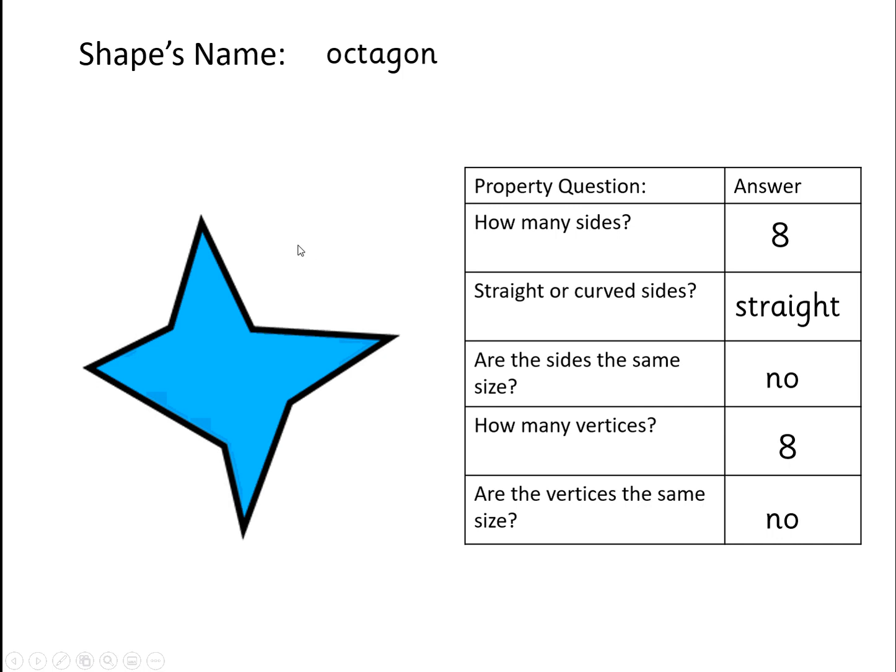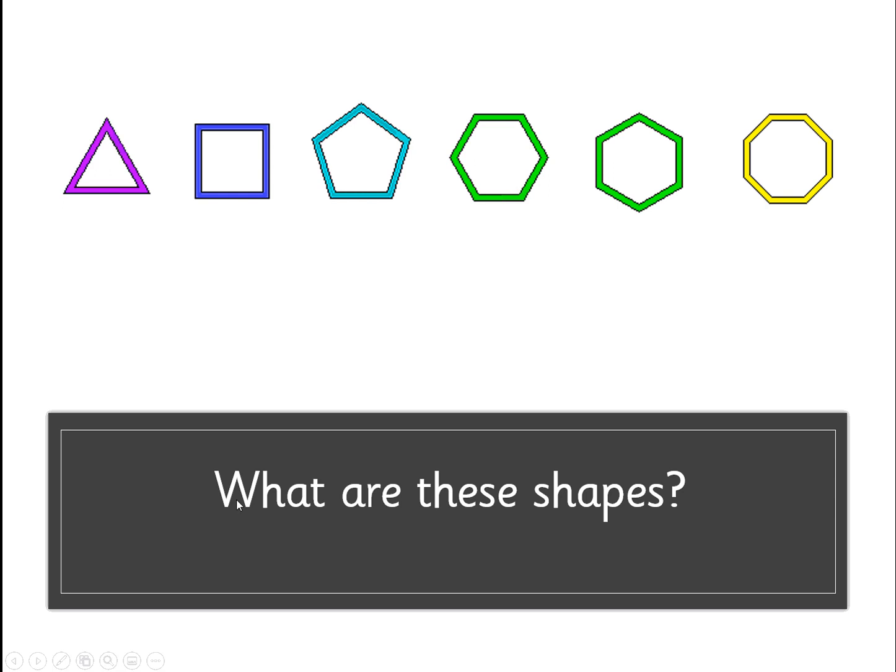Okay, so you've pretty much done your learning for the day, but you've worked incredibly hard. So now we've got a bit of a fun activity to finish with. So quickly tell your grown-up what these shapes are. That's right, the first one's a triangle, next one's a square, next one's a pentagon, next one's a hexagon. This is tricky. This is also a hexagon, it's just been turned around slightly. And this last one is an octagon.